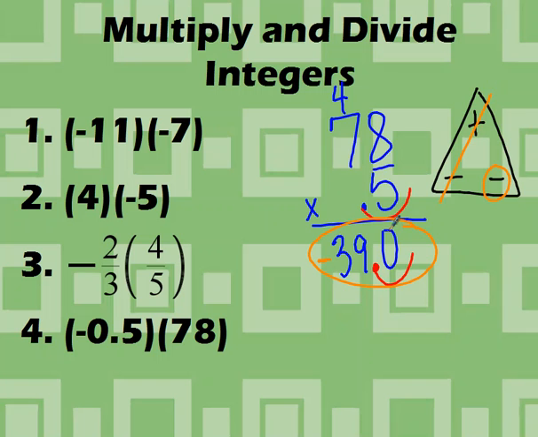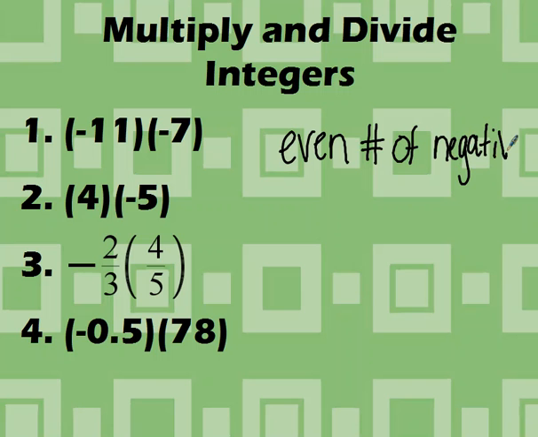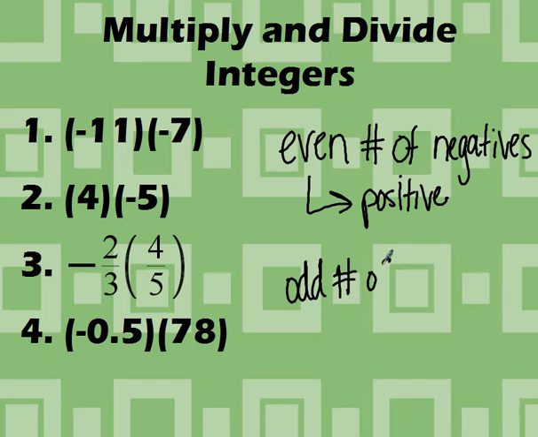The last trick, this is something that maybe will help you if it confuses you. You don't have to use it. But basically, if you have an even number of negatives, you have a positive answer. If you have an odd number of negatives, you have a negative answer.